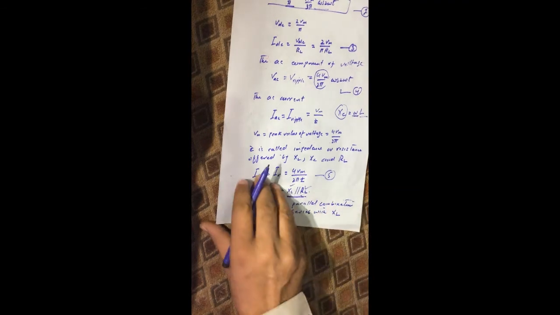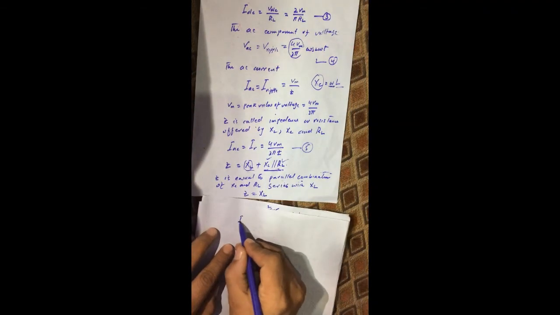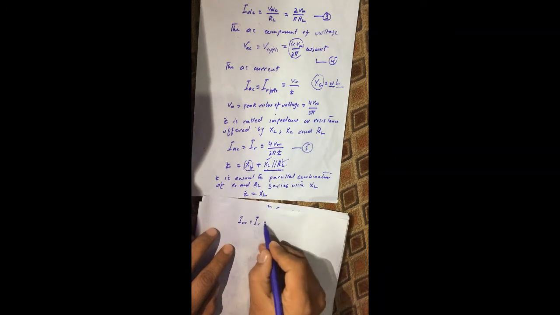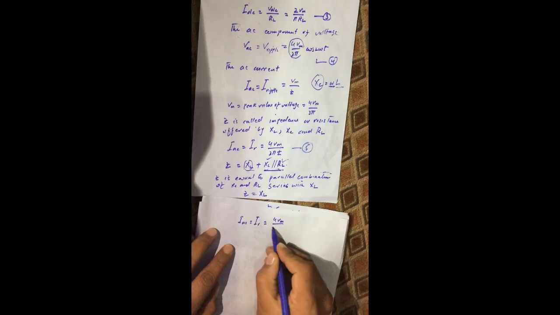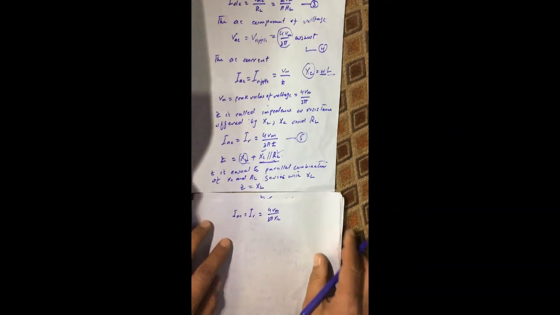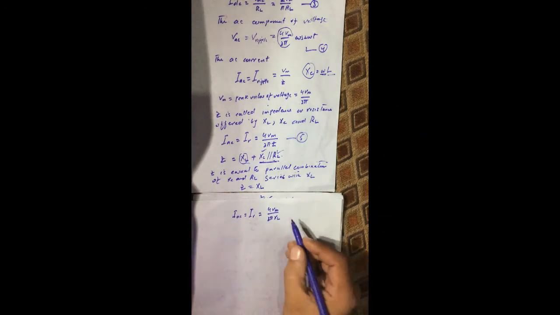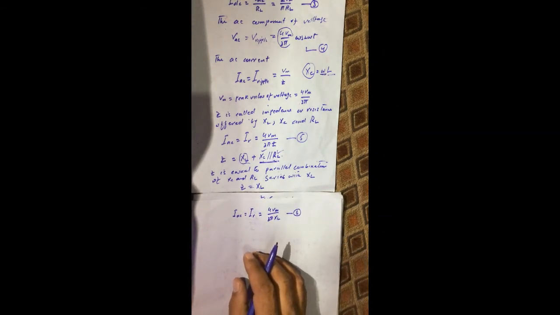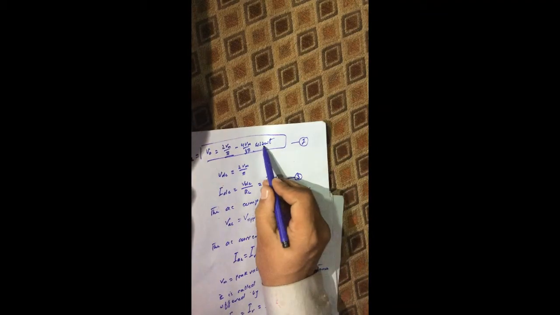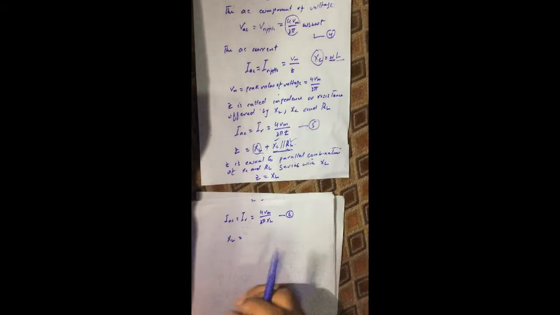So if we put this value in equation 5, we get IAC, I ripple, equal to 4Vm over 3 pi into XL, and I call it equation number 6, where XL is equal to, we just consider the second harmonic, and the frequency in the second harmonic is 2 omega, so XL will be 2 omega L. This is equation number 7.